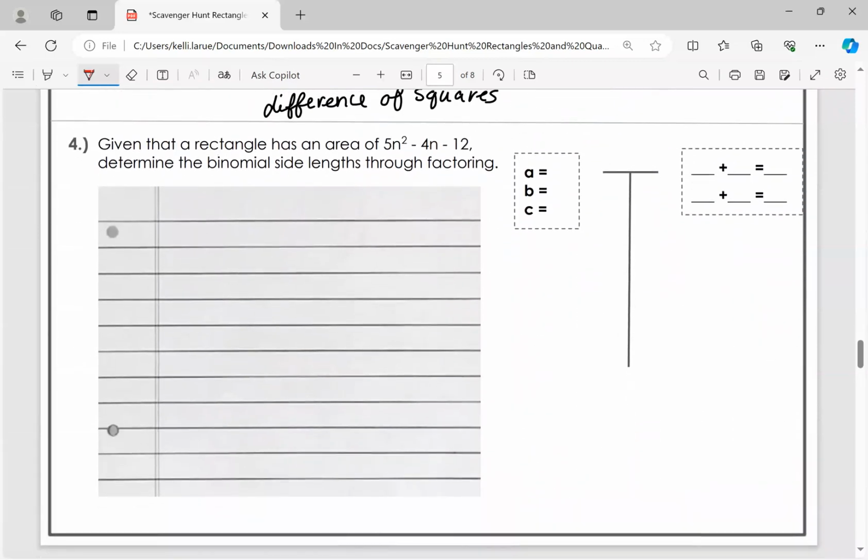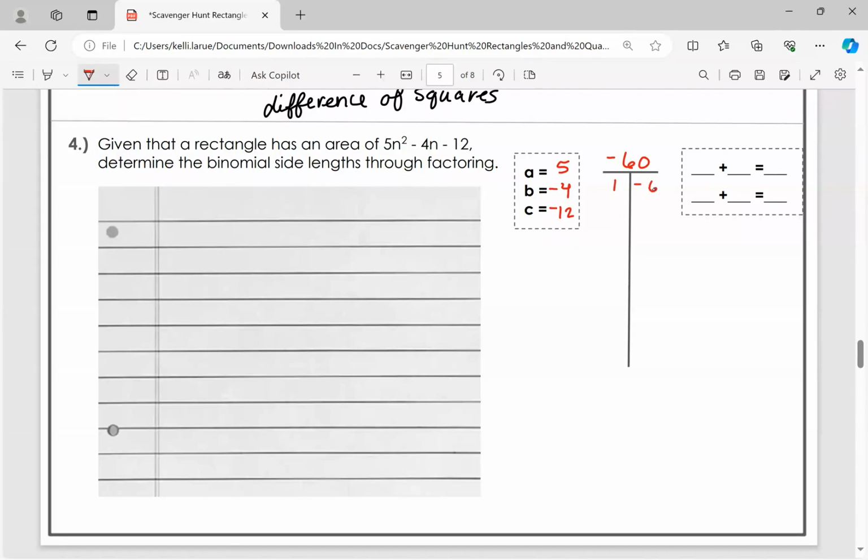Number 4, it says, given that a rectangle has an area of 5n squared minus 4n minus 12, determine the binomial side lengths through factoring. So here A is 5, B is negative 4, C is negative 12. We want factors of A times C that add to B. So 5 times negative 12 is negative 60. And we want factors of negative 60 that add to negative 4. So we're going to run through our factor tree.